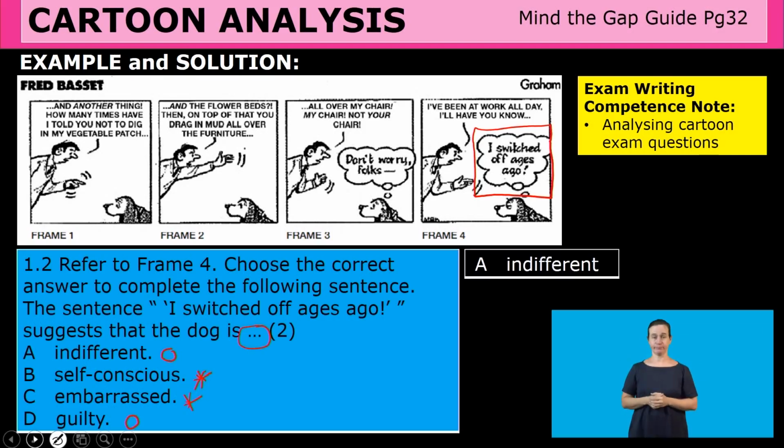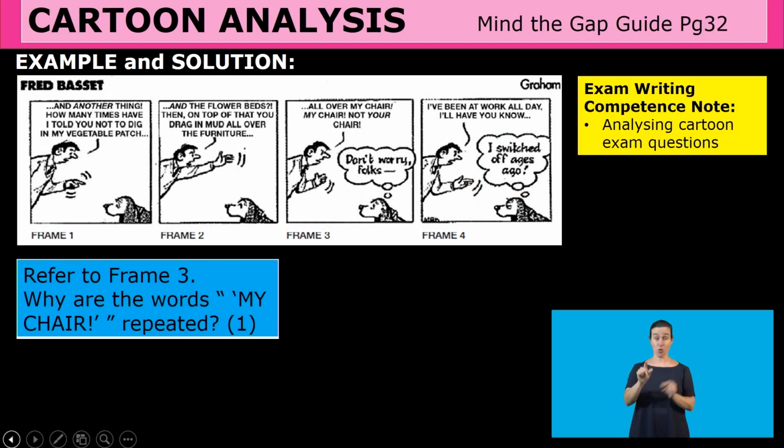Let's move on to our next question. It says, refer to frame 3. Why are the words my chair repeated? Now, repeated means it's used twice or more than twice, all right? So if we're locating it, we're specifically looking at frame 3, all right? And it says, all over my chair, not your chair, all right? And if you look at the animata, the hand is moving again. So it's indicating something, it's adding value to the words that are being spoken, all right?